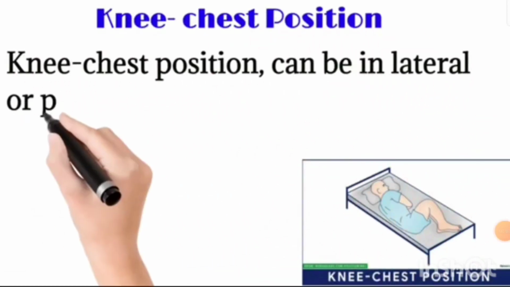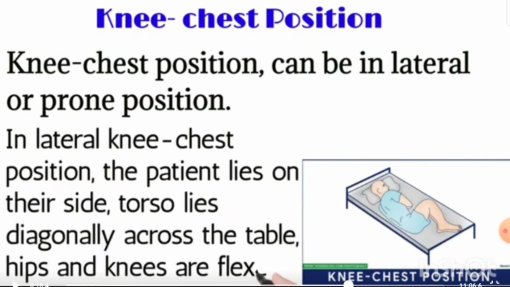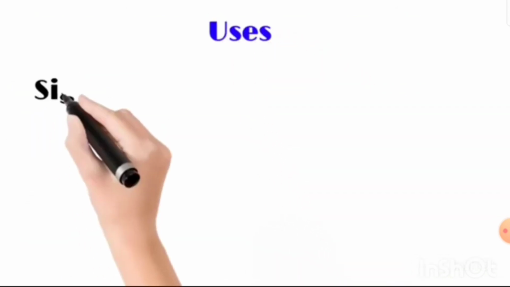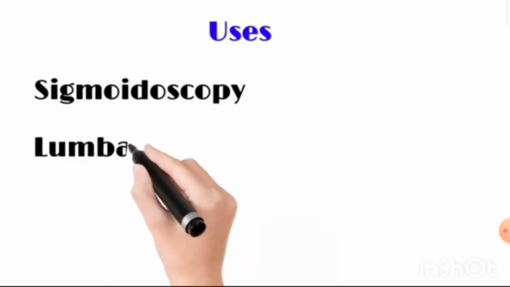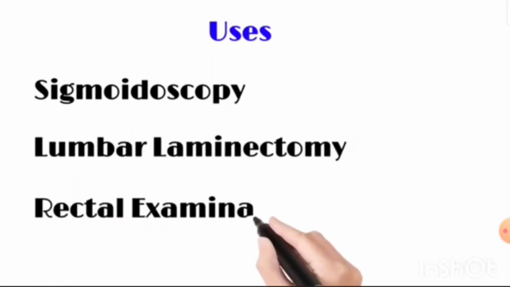Knee-chest position can be lateral or prone. In the lateral knee-chest position, the patient lies on their side, torso lying diagonally across the table. Hip and knee are flexed. In the prone knee-chest position, the patient kneels on the table and lowers the shoulders onto the table, so chest and face rest on the table. The uses of this position are sigmoidoscopy, lumbar laminectomy, and rectal examination.